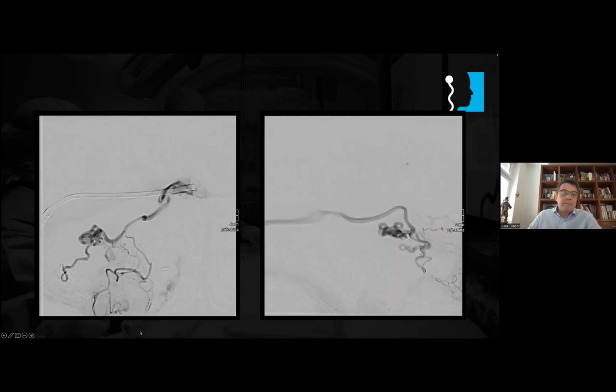And if you do dual injections through both microcatheters, at some point you understand where the veins come together. And where the veins come together is here. This is the main outflow vein. One vein comes from here, and one vein comes from there. I hope that you can see it.